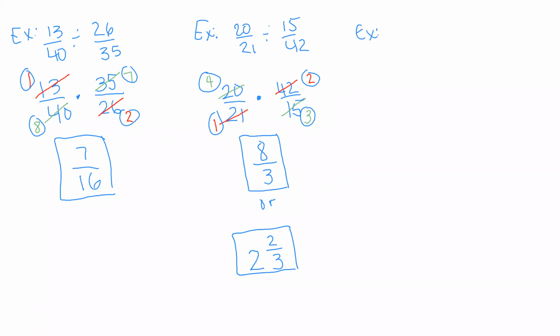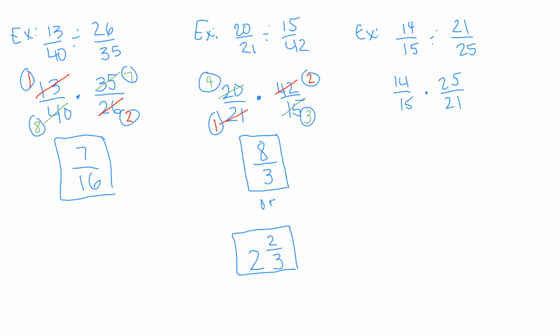One more. Let's say we have 14 over 15 divided by 21 over 25. Okay, we know the routine at this point. We convert to multiplication first. So we get 14 over 15 times 25 over 21.